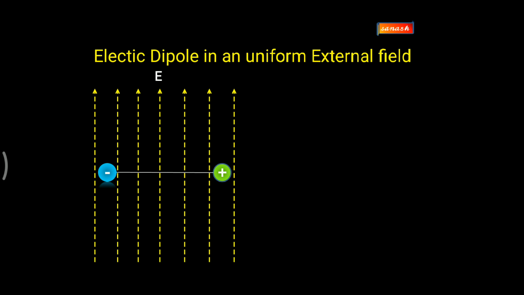As and when the electric field is present, the two charges experience force, as we have already studied. The plus Q charge experiences a force in the upward direction, that is plus QE. Similarly, the negative charge experiences a force in the downward direction, that is given by F is equal to minus QE. These two electrostatic forces are equal and opposite. So, the net force on the dipole is 0.